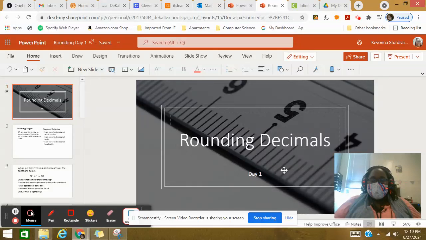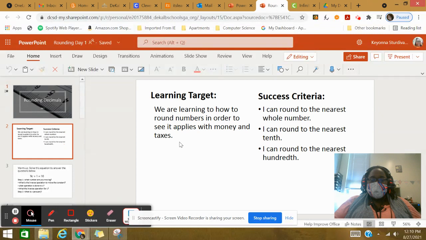Okay, so today, this is the first day we're looking at rounding decimals. Here is our learning target and success criteria. We are learning how to round numbers in order to see it applied with money and taxes. That is our learning target. And our success criteria is I can round to the nearest whole number, I can round to the nearest tenth, and I can round to the nearest hundredth.